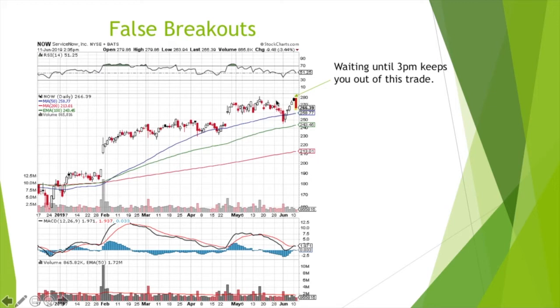When I first started trading, I'd put a buy stop with my broker, and I'd buy it on days like this, and then it'd come down, and the next day it'd fall down like this. And I'd say, well, what happened here?